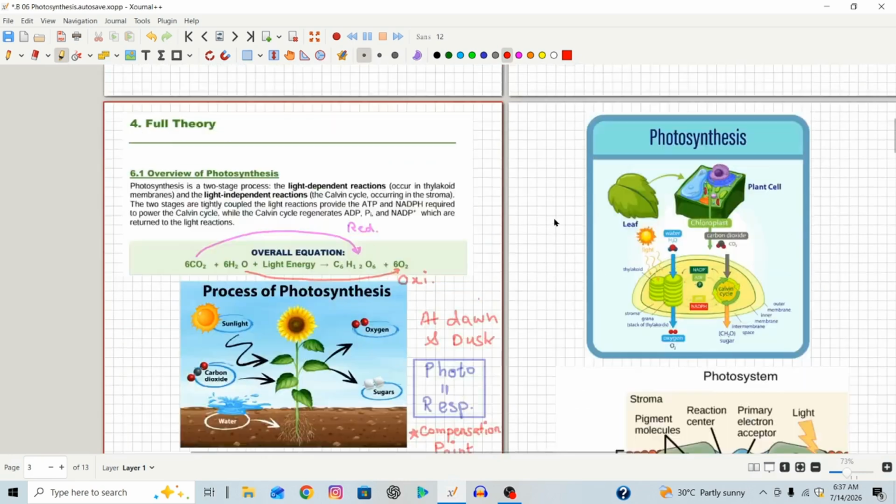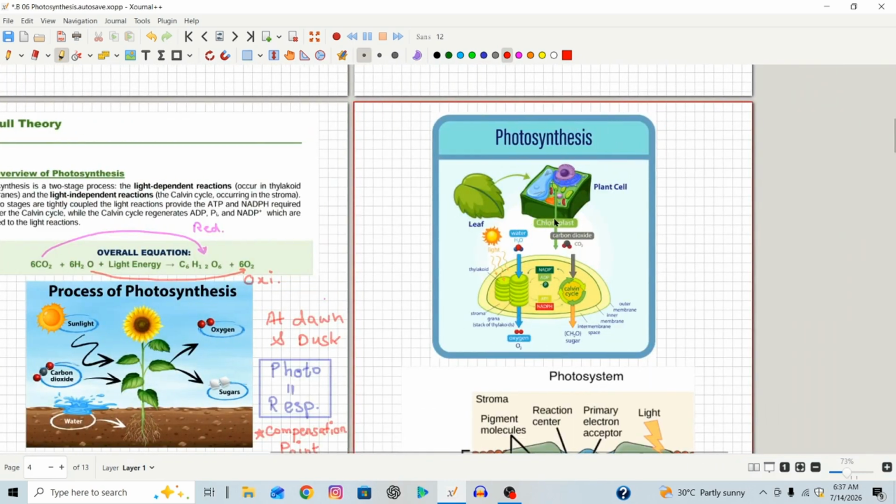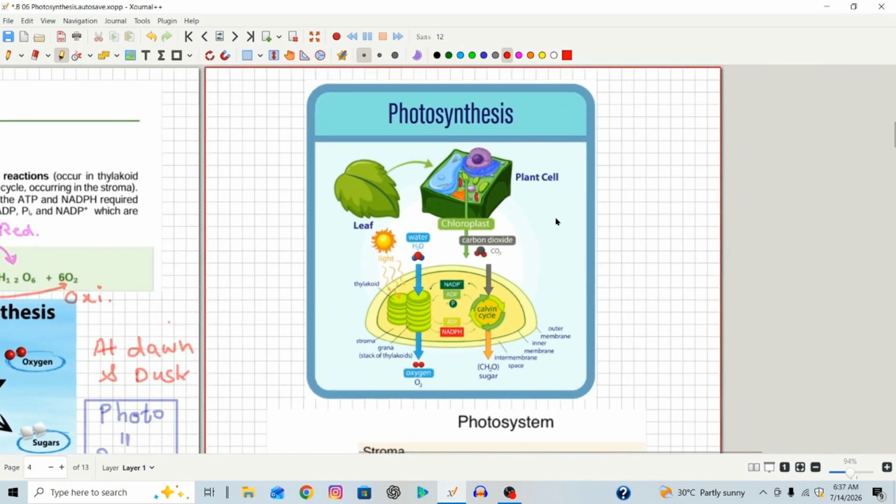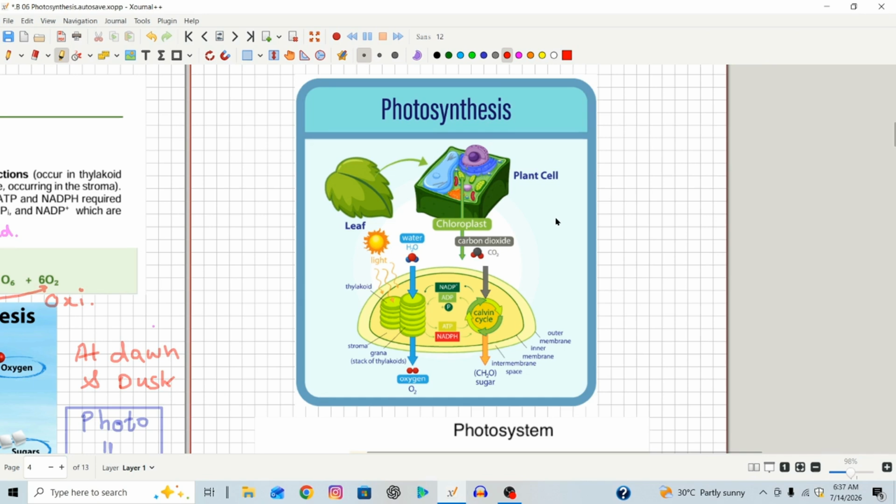Before we move on to our next topic, let's understand the whole photosynthesis process in the diagram in front of you. As you can see, this is a green leaf, and in the leaf there are plant cells, and inside the plant cells there is chloroplast. The chloroplast is open in front of you. There is an outer membrane, this is the inner membrane, and this is the space between both of them. And as you can see, the stroma, the granum, the thylakoids, all of them are in front of you.